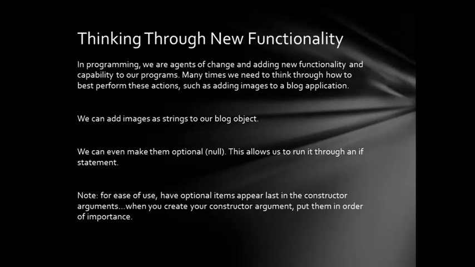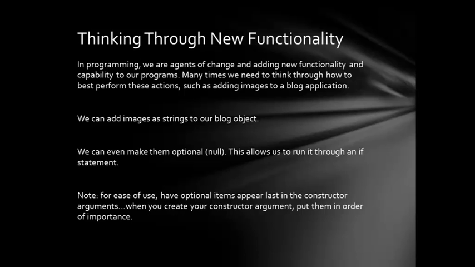So one of the things we're going to do on our blog is add images. Now, how in the world do we get it to add images into our blog? Well, if we think about it from an HTML standpoint, an image really is just a string. It's an image tag with a source attribute and a string in it. So we just have to have a way to grab that string and put it in an image tag.